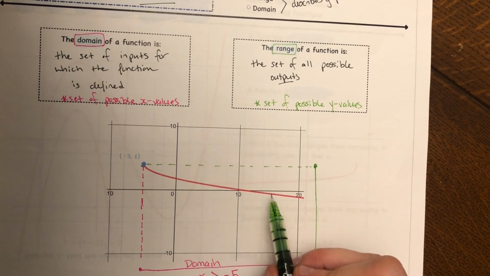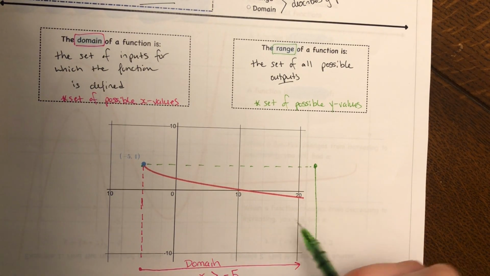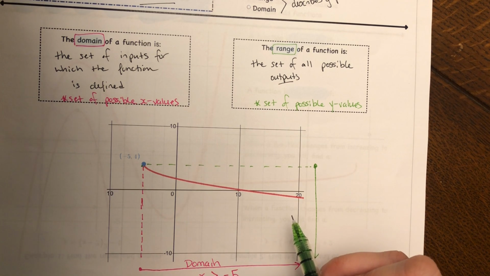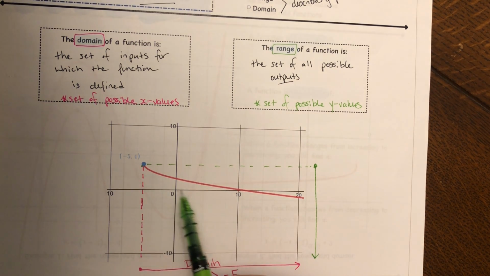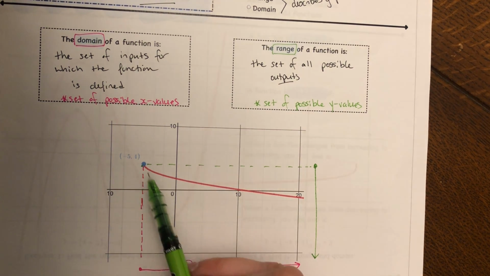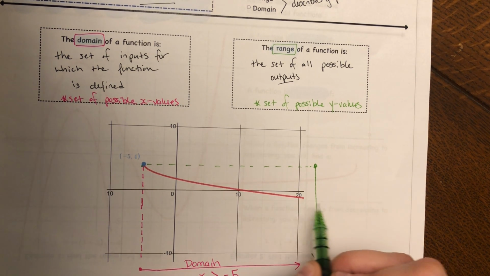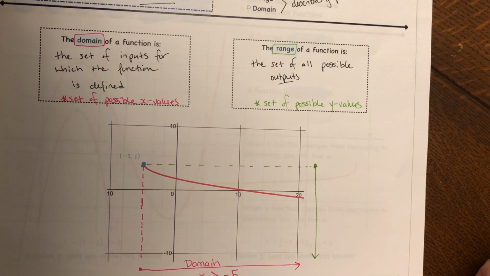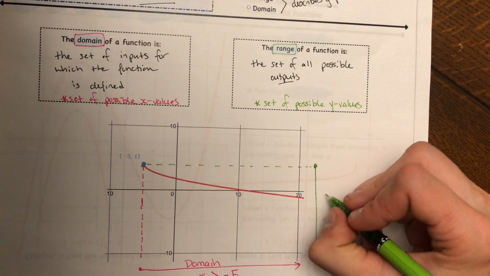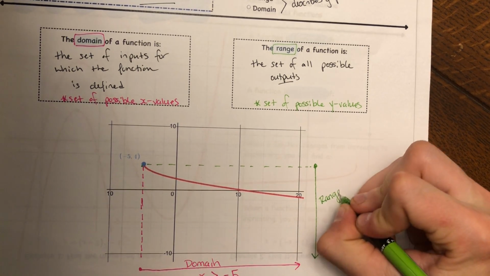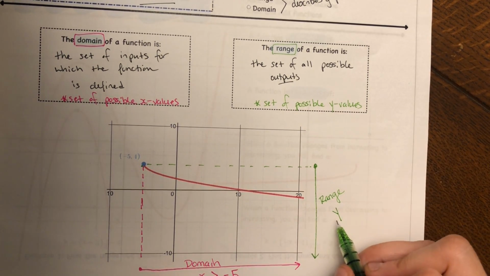You might think, well, how do we know this goes down forever? We don't really know 100% of the time, but because the shape of this graph looks like a square root graph a little bit, we can guess that this goes on forever, unless it's really obvious that it stops. So this here is my range, and I write it in relation to our y values.